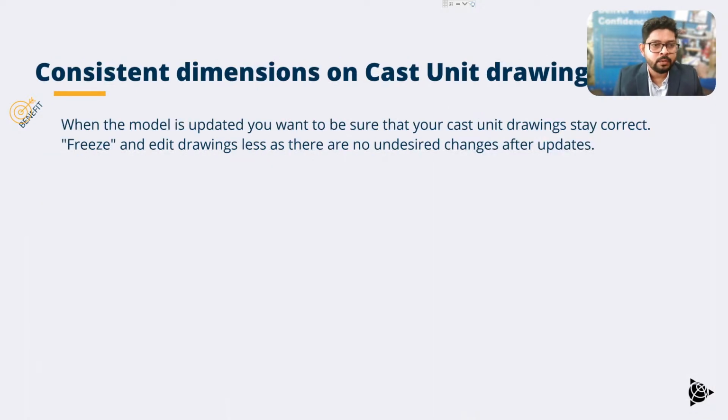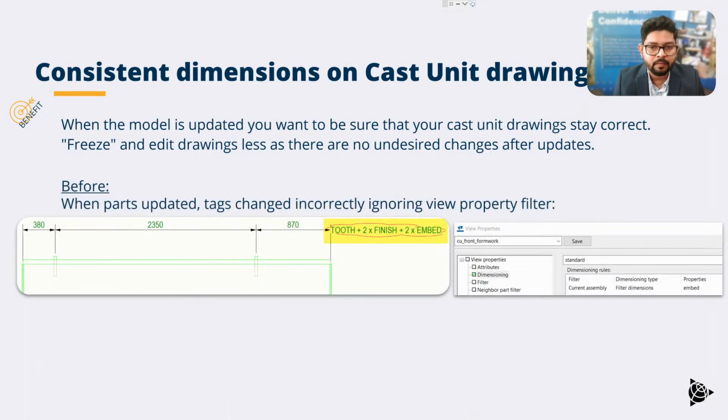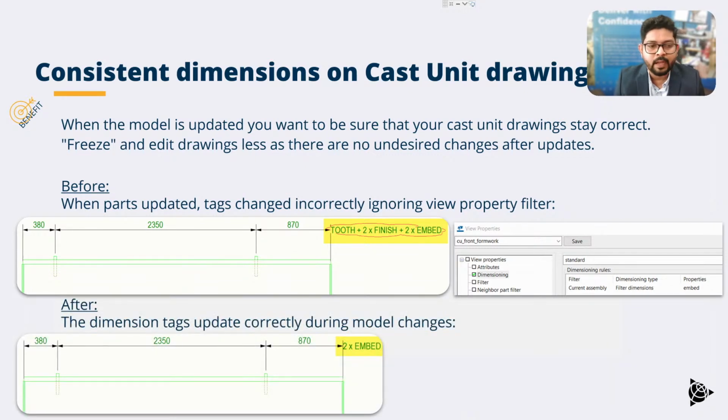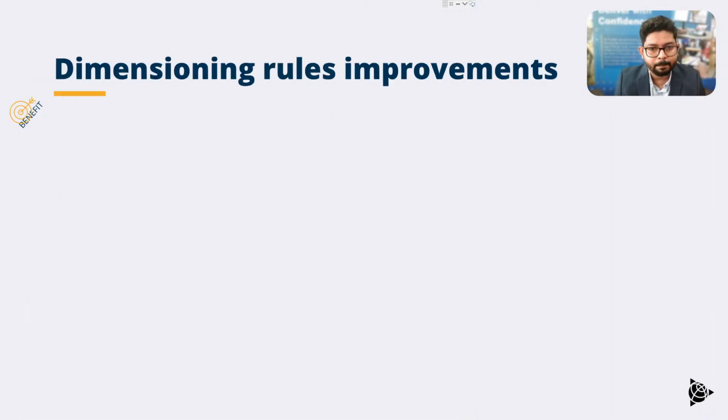And now looking into the cast unit drawings. Previously, whenever you made some changes in the model and then opened a cast unit drawing, multiple marks were added to the dimension tag, and this is due to the view filter being ignored. And the only way around in this case was to open the drawing after freezing the drawing. And now with the new updates, the dimension tags will be updated correctly during the model changes, and less time is spent on freezing the drawings.